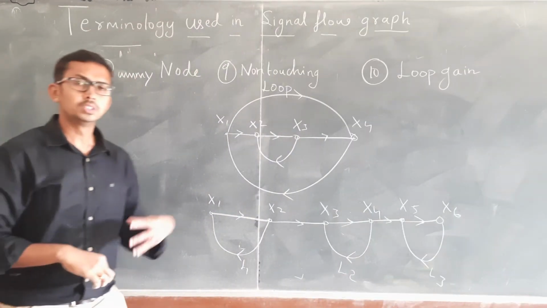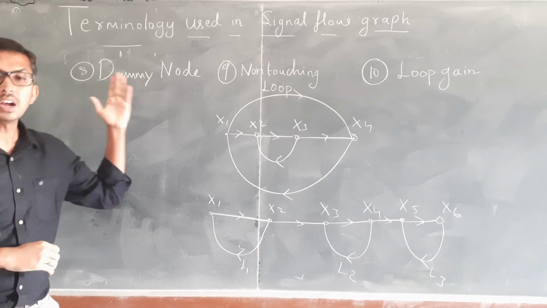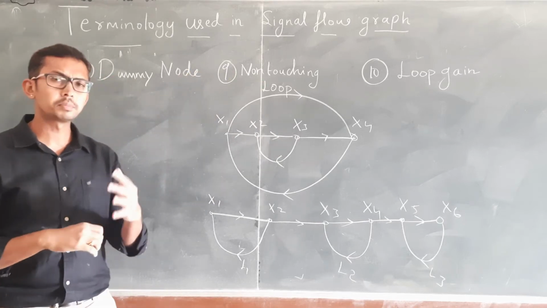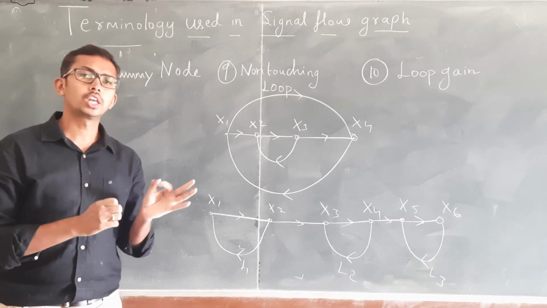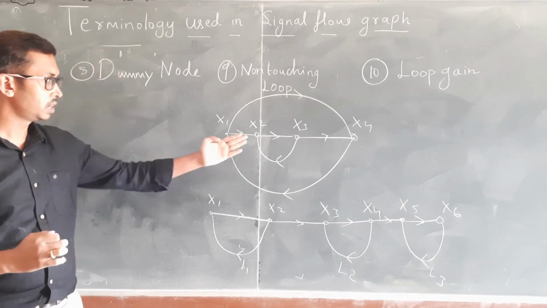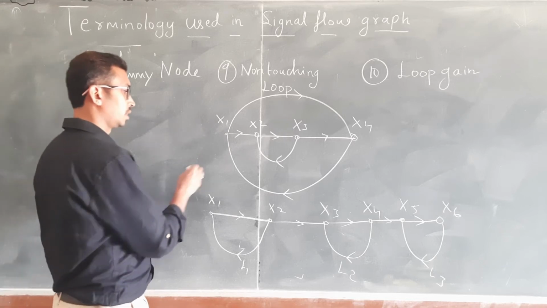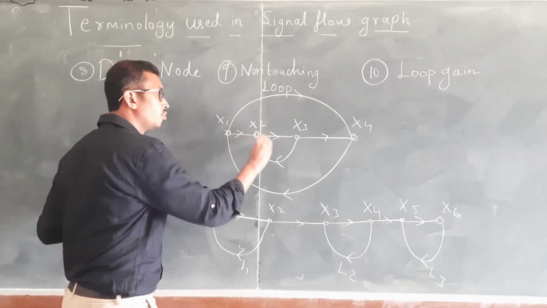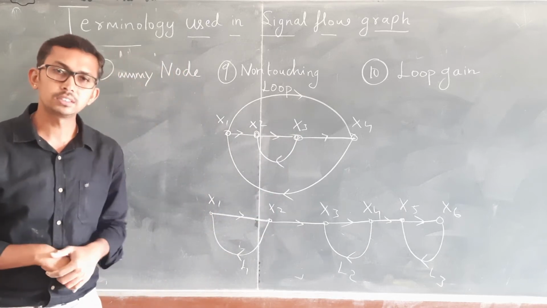Now a few more terminologies. The next one is the dummy node. What is the meaning of dummy node? In some cases, there will be no source node or no sink node. For example, consider this example. In this one, which node is called the source node and which node is called the sink node?